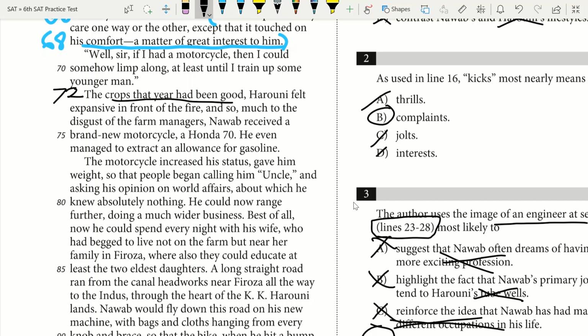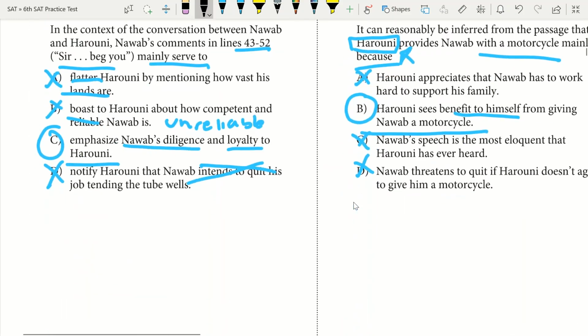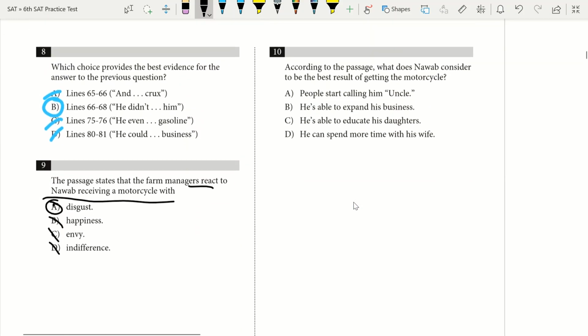The crops had been good that year. Haruni felt expansive in front of the fire, and so much to the disgust of the farm managers. Okay, when we say much to the disgust of the farm managers, that's showing those farm managers are reacting to Nawab receiving that motorcycle with disgust. So since it's literally giving us the word there, we know the answer there has to be disgust.